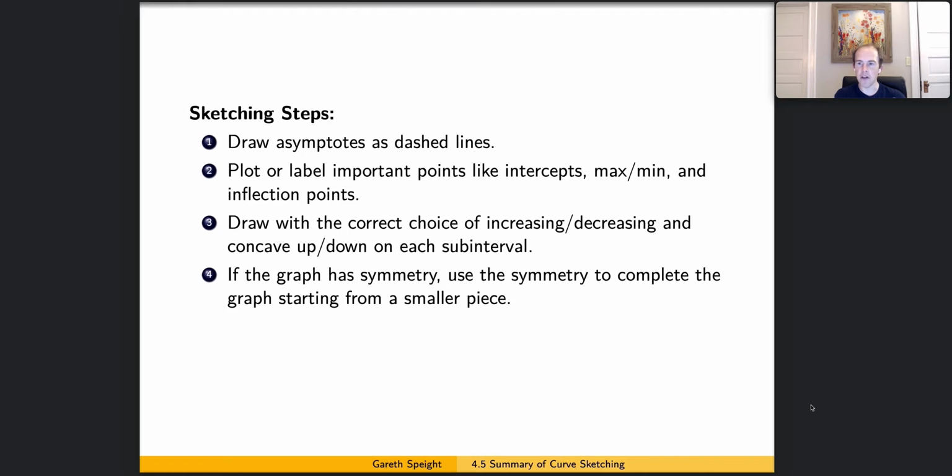Finally, if there is some kind of symmetry, then instead of sketching the graph for the whole domain, we can sketch it on a smaller piece and then use the symmetry to fill it in. For instance, if we were sketching sine of x, it would make sense only to think about 0 to 2 pi and then just fill in the rest by translation.